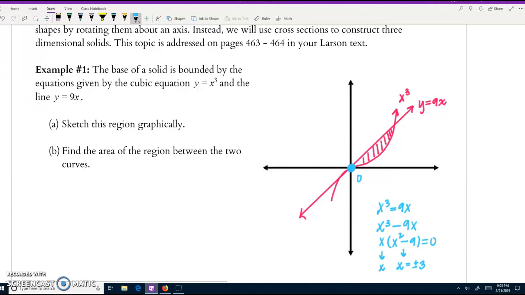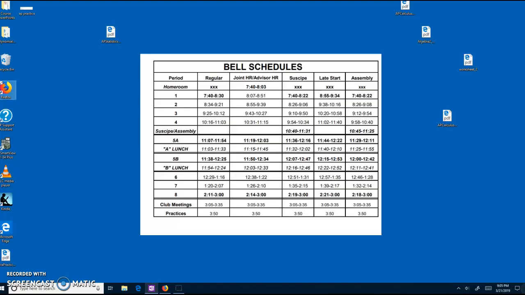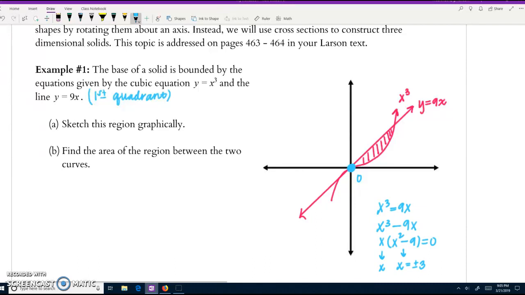Now, technically, for some of the work that we're going to be doing a little bit later on, what I really want to do is constrain this to my first quadrant. And the problems that you'll be doing will have that information provided for you, so you know where it is that you're looking, and that way you're not dealing with 2 different regions. So I'm specifically looking at this area in between 0 and 3.